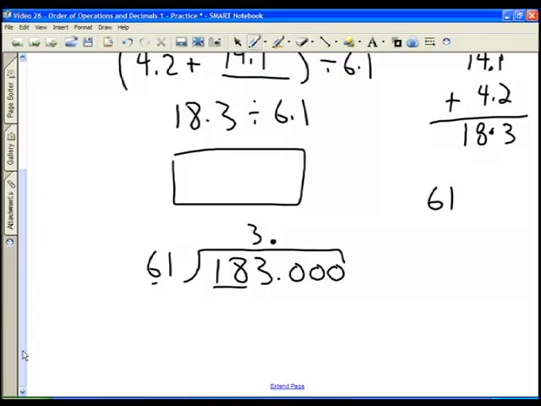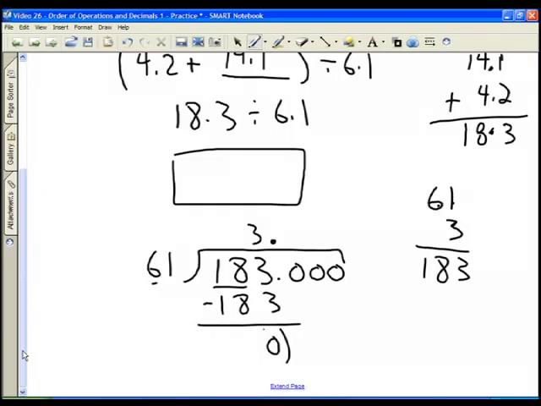And 61 times 3, 1 times 3 is 3, nothing to carry, and 6 times 3 is 18. So 3 times 61 is 183. Oh, and look at that. Now when I subtract, look at how quickly I get a nice 0 there. So the answer to this would be 3.0, or just 3.